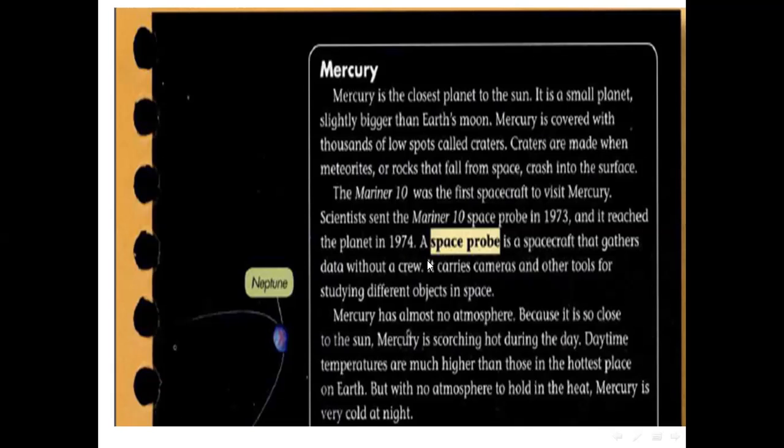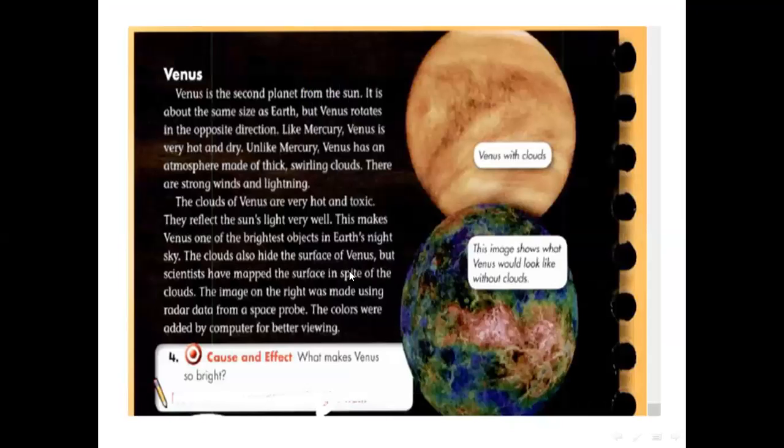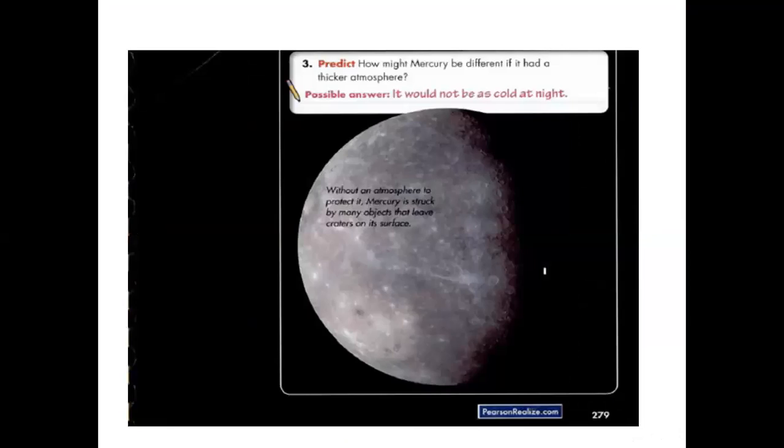And we saw that a space probe has been sent, without a crew of course, to the planet Mercury, and it has cameras and machines that collect samples and send us images. Mercury does not have any moons. Mercury in daylight is very, very hot, and at night it becomes very cold. It's because it doesn't have any atmosphere. And we saw what will happen if it has an atmosphere: it would not be as cold at night.